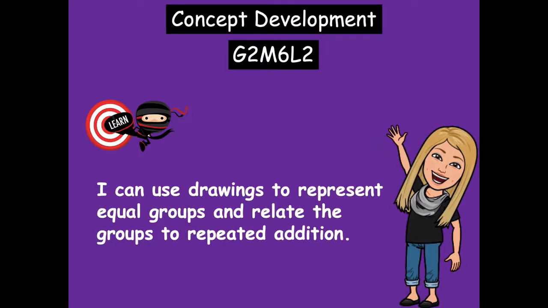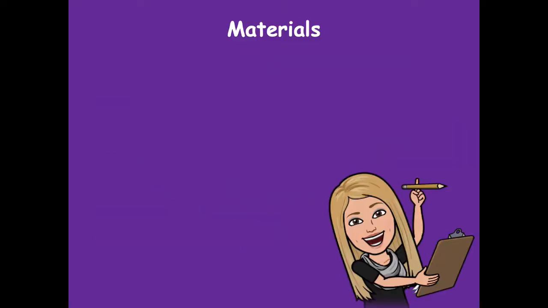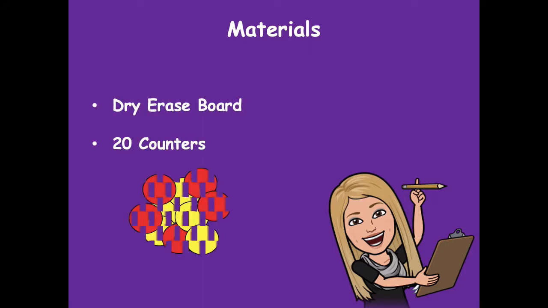So our learning goal for today says, I can use drawings to represent equal groups and relate the groups to repeated addition. The materials that you'll need for this lesson are your dry erase board. You'll need 20 counters. If you want to use your red and yellow ones, you can. All right, so make sure you grab those before we get started.